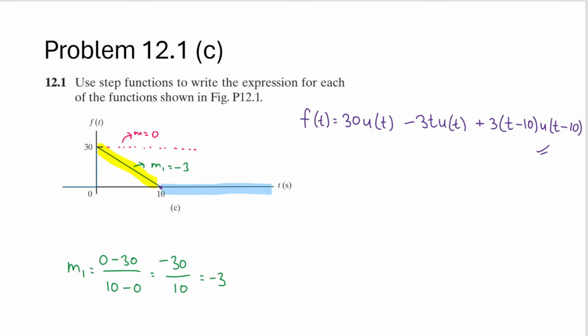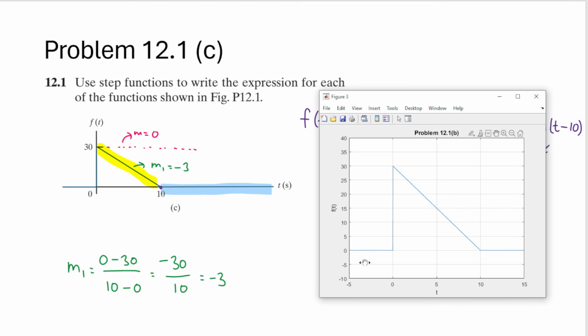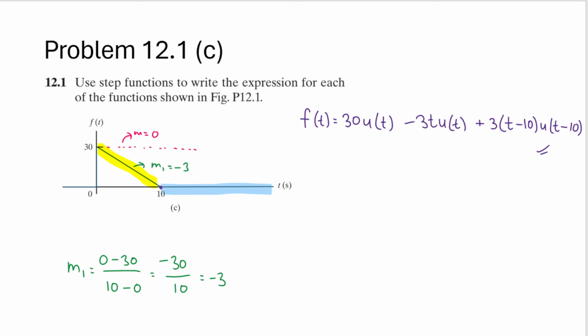I just need to check it in MATLAB. So maybe let's check it in MATLAB first, and we will have this function here. At 0 this will be 30, and then at 10 this will be 0, exactly like that, and it continues to be 0. And I think that's all for problem 12.1. That's all. See you in the next video. Bye bye.